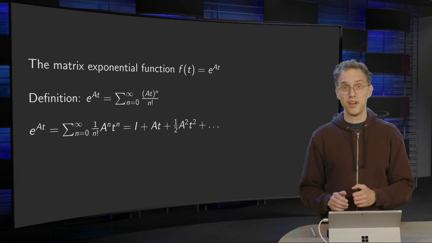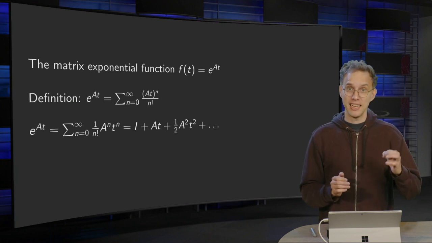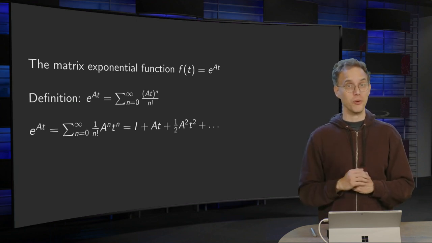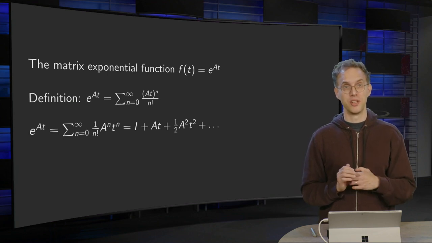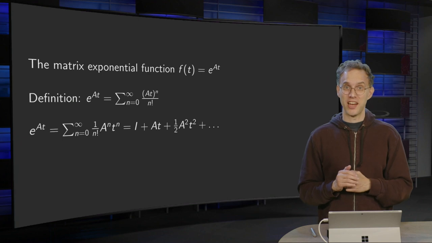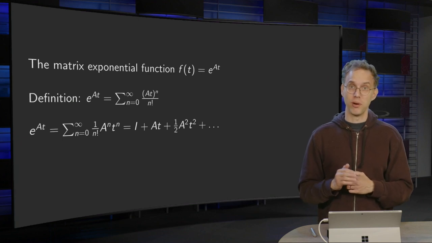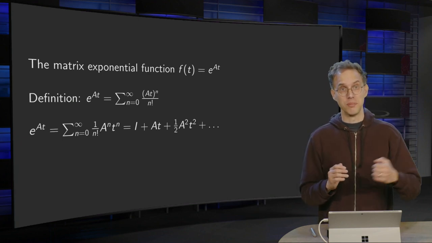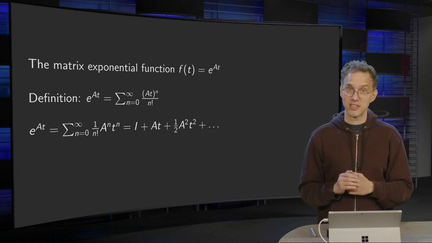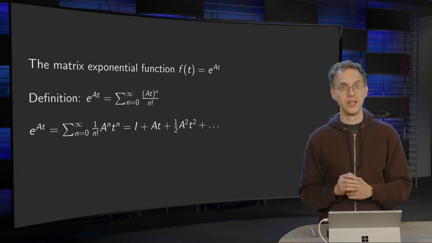For linear differential equations x prime equals ax, where x is a scalar, we know the solution: x equals e to the power at times a constant. We can extend this idea to differential equations of the form x prime equals a times x, where x is now a vector and a is a matrix.